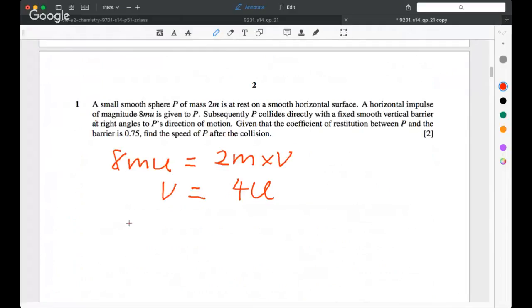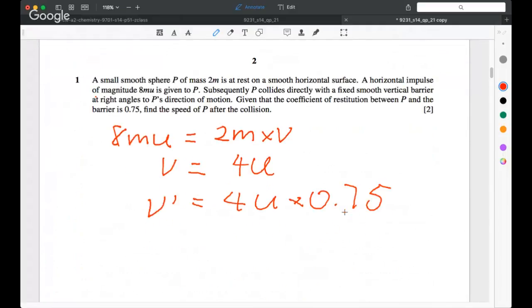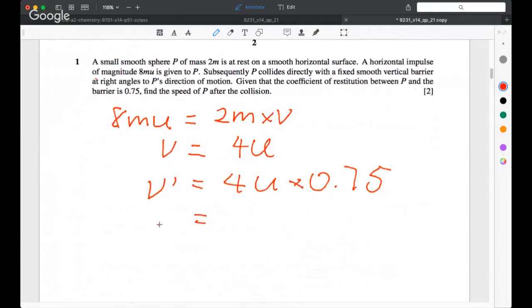And after the collision, the speed of separation must be the coefficient of restitution times the speed of approach. So v dash, the speed at which the sphere bounced back from the barrier, would be 4u times the coefficient of restitution, which is 0.75. And that would give you 3u.